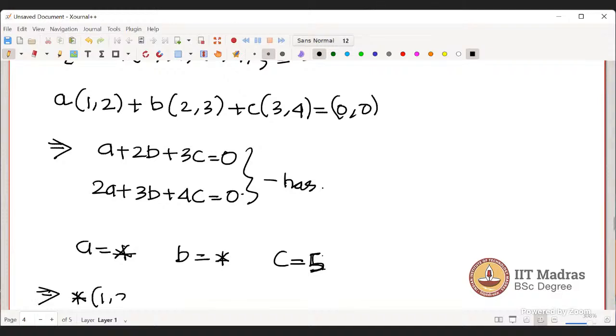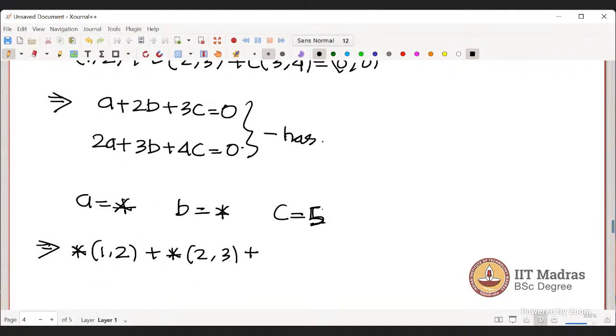So that means A times (1, 2), B times (2, 3), 5 times (3, 4) is 0, right? So that means this set is linearly dependent, because you can make this linear combination 0 where one of the scalars is non-zero.